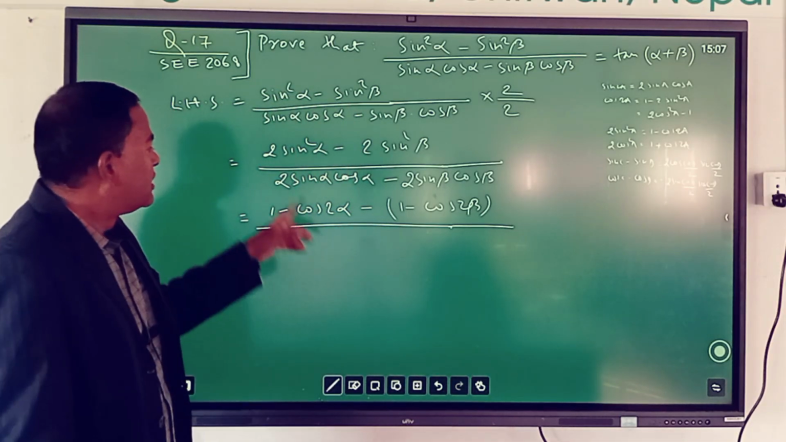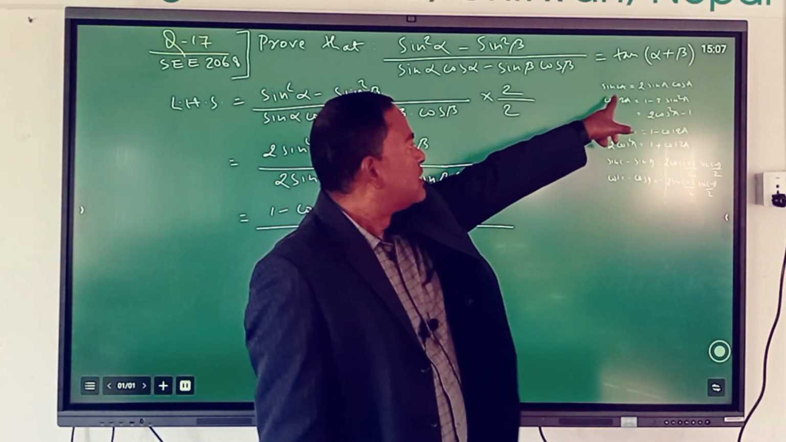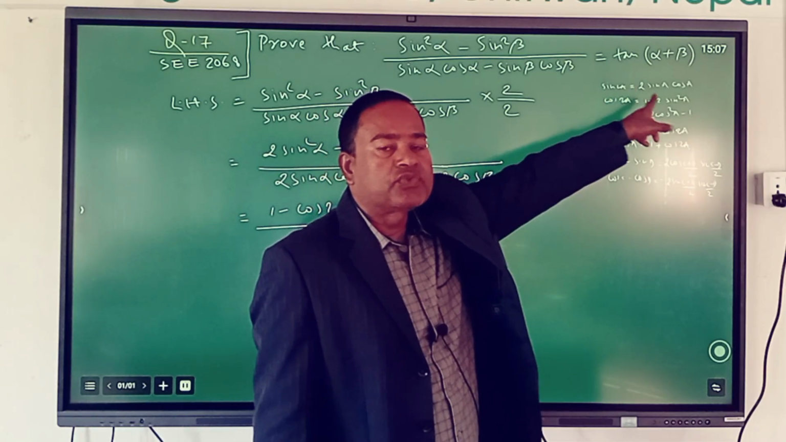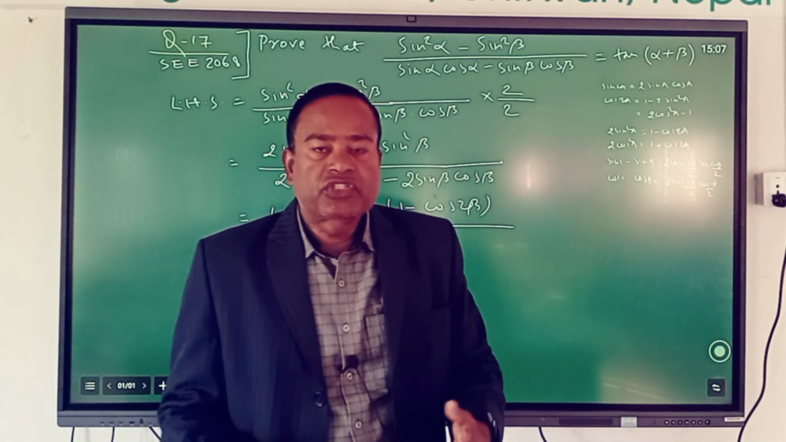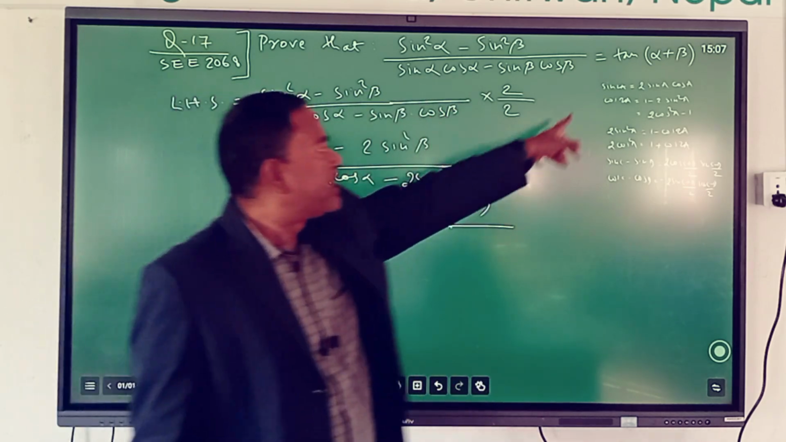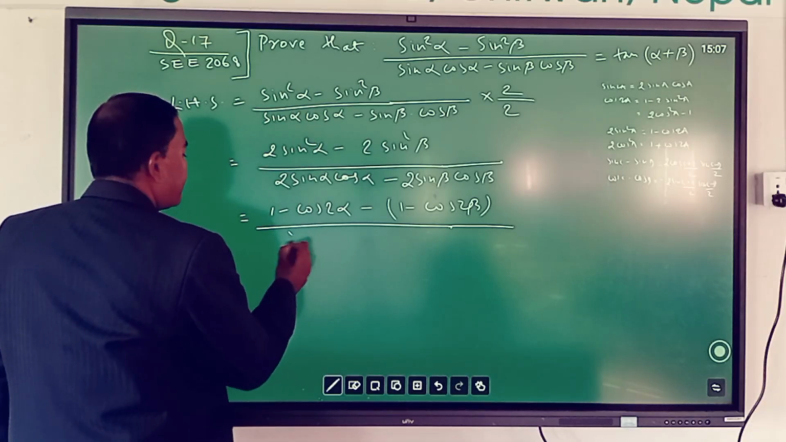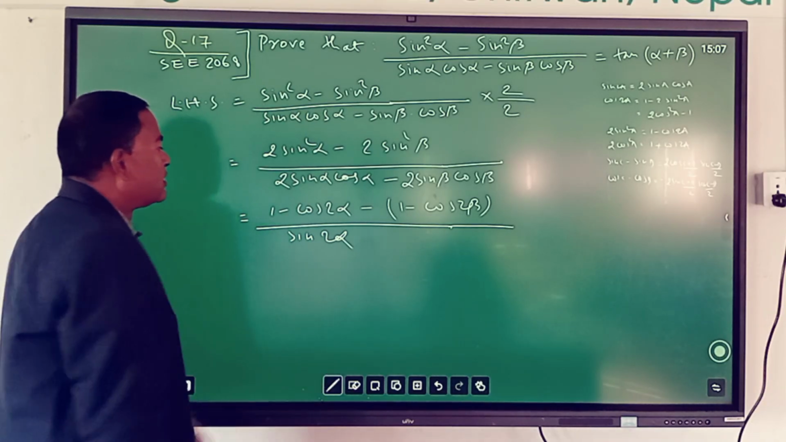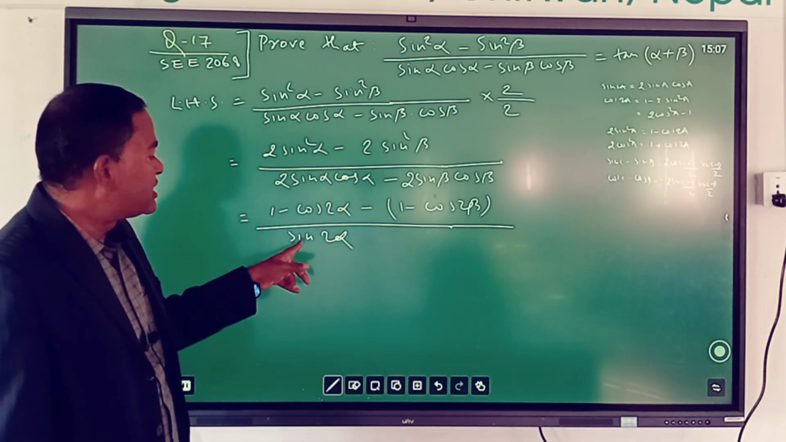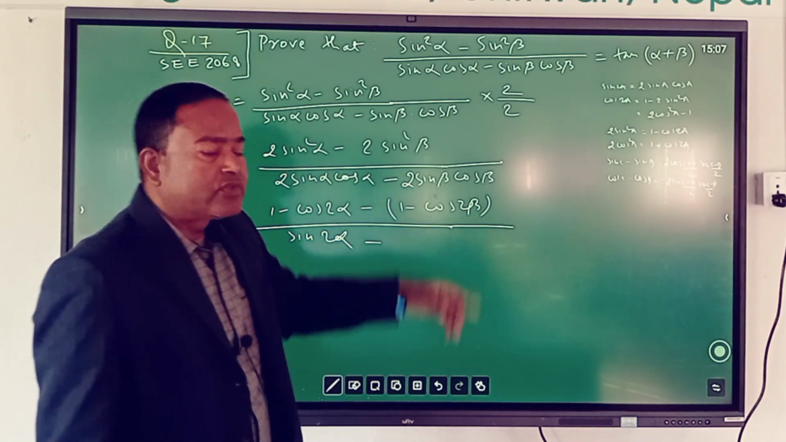Divided by, now 2 sin alpha into cos alpha. So we know that the formula of sin 2a is 2 sin a times cos a. So dear students, the formula of 2 sin alpha cos alpha we can write as sin 2 alpha. So let's write it down. 2 sin alpha into cos alpha is equal to sin 2 alpha minus 2 sin beta into cos beta.